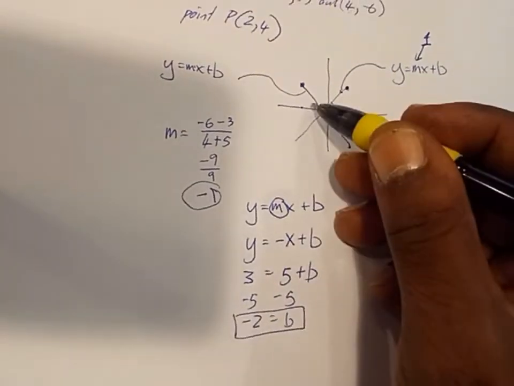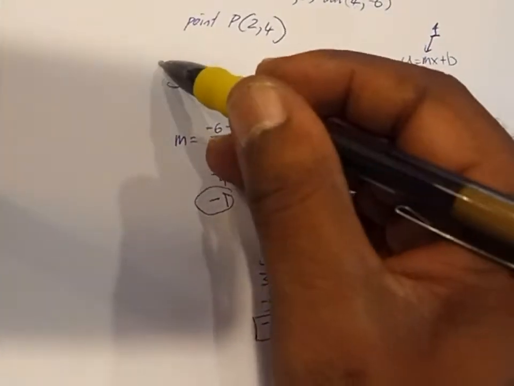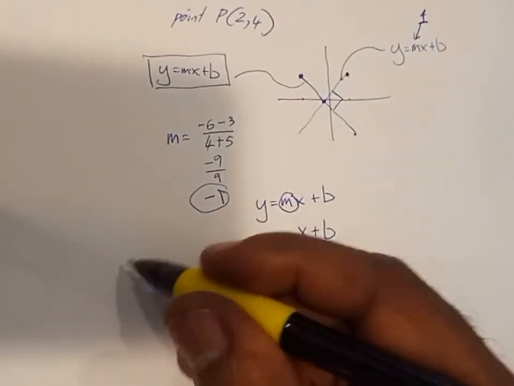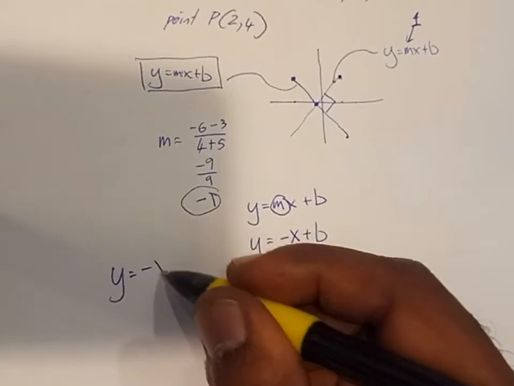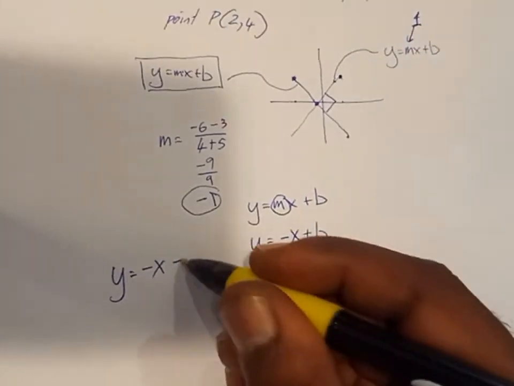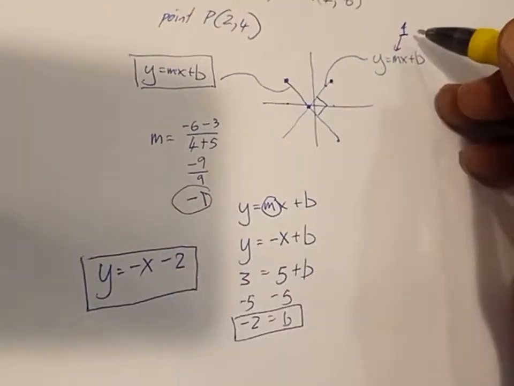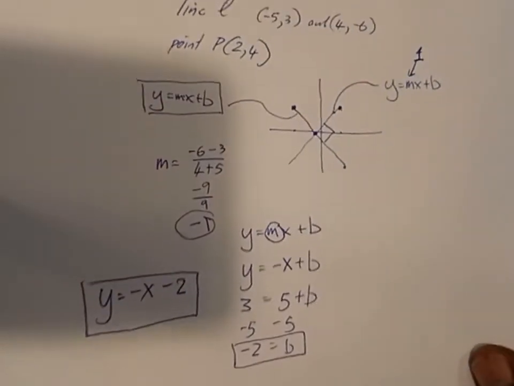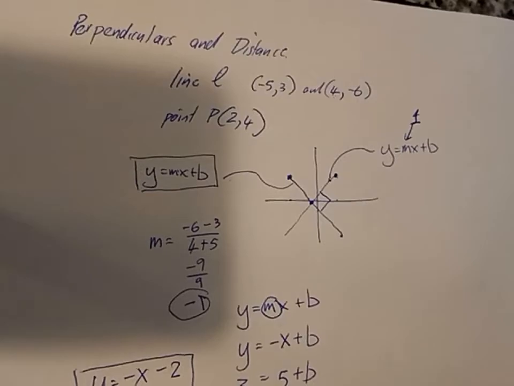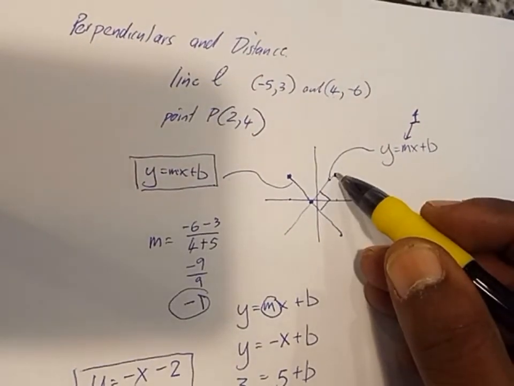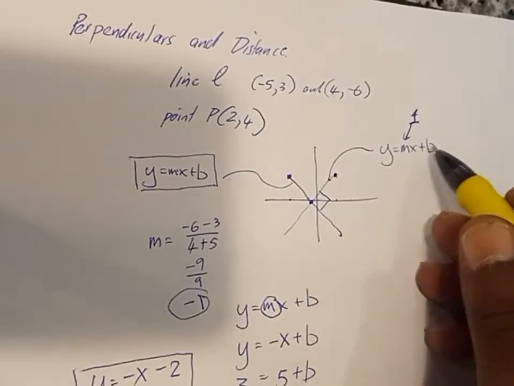We now have the complete equation for this line, which we needed. It is y is equal to -x minus 2. That's the equation for the first line. Let's get the equation for the second line. What do we already know about the second line? We know the slope of the second line, and we know a point. All we need is a slope and 1 point to find b.